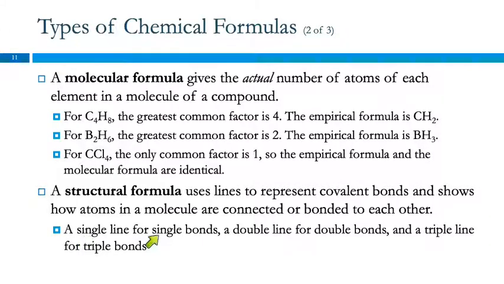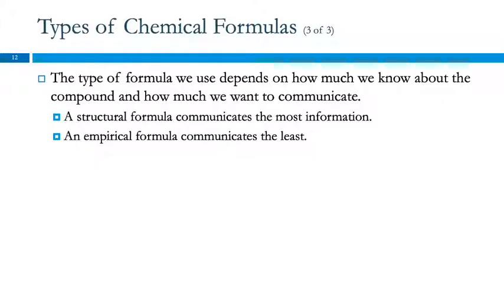We use a single line to represent a single bond, a double line for a double bond, and a triple line for triple bonds. So the formula that we use depends on what we know about the compound and how much we want to communicate. The structural formula gives us the most information. The empirical gives us the least information.